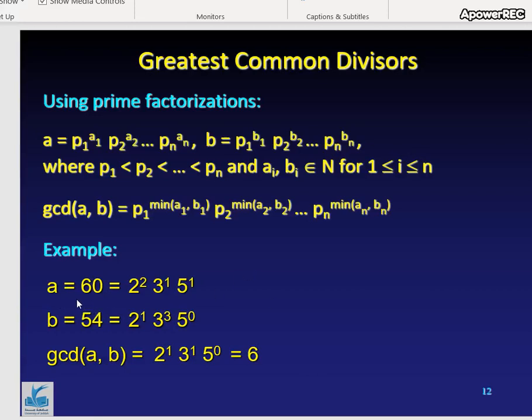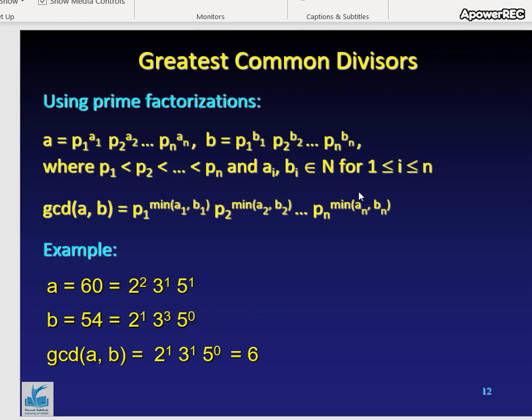Right, so in this example we have two numbers a and b, 60 and 54, and we find their prime factorization by repeatedly dividing them by prime numbers. And we put all these prime numbers in ascending order. So we start from the smallest one and go to the largest. Okay, and we see that if there is some integer which does not appear in the expansion, then we take its power to be 0.